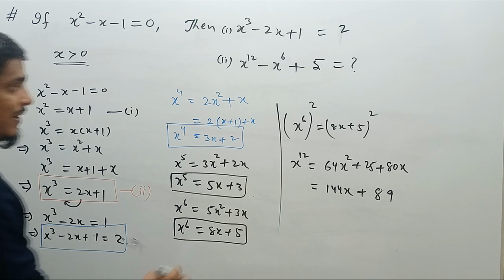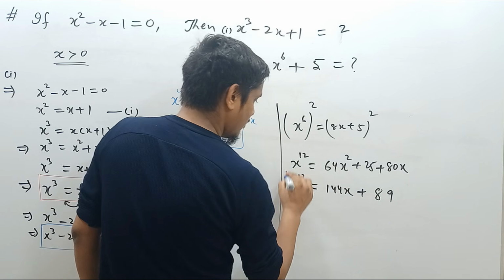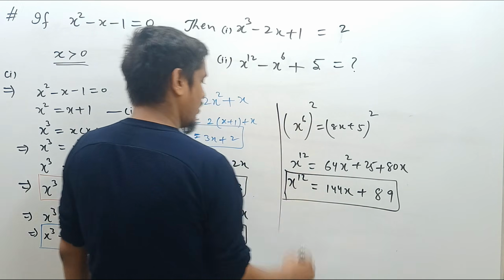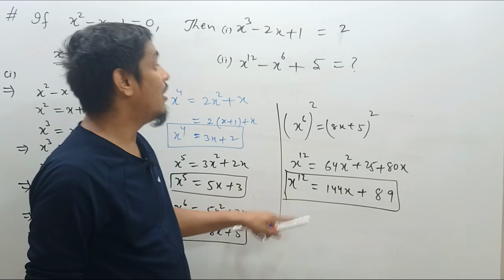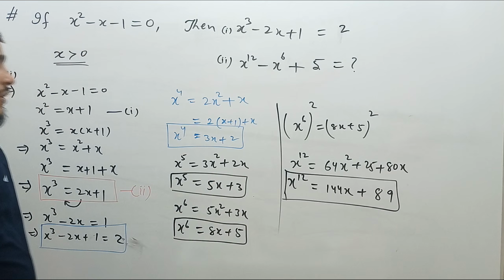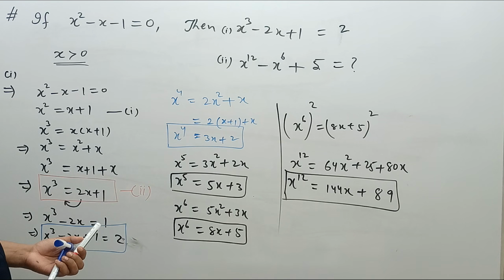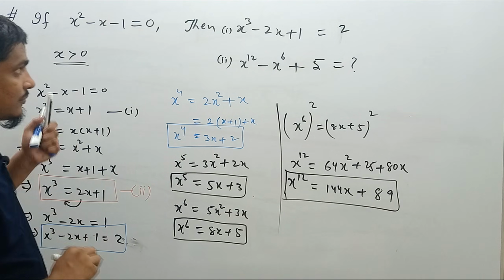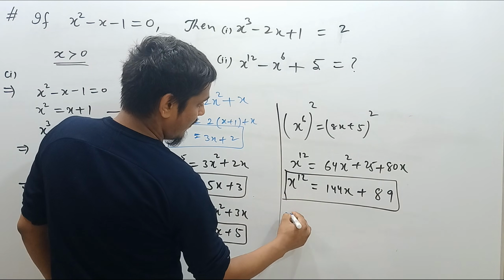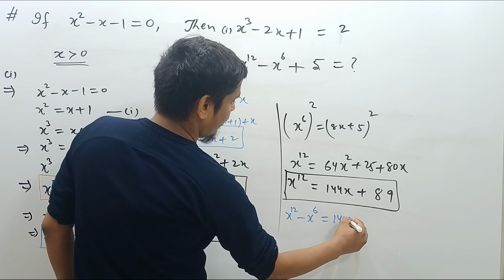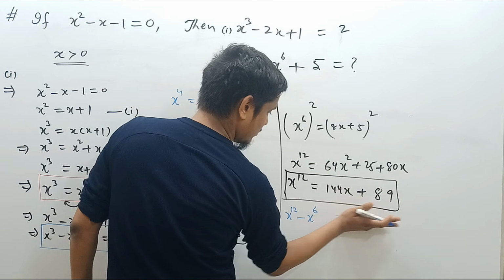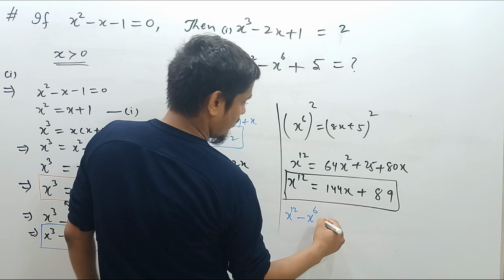So this is the value of x to the power 12. Okay, so we have got the value of x to the power 6, we have got the value of x to the power 12, and we need the value for x to the power 12 minus x to the power 6 plus 5. So let's try to substitute this value. What will we get? x to the power 12 minus x to the power 6 plus 5.